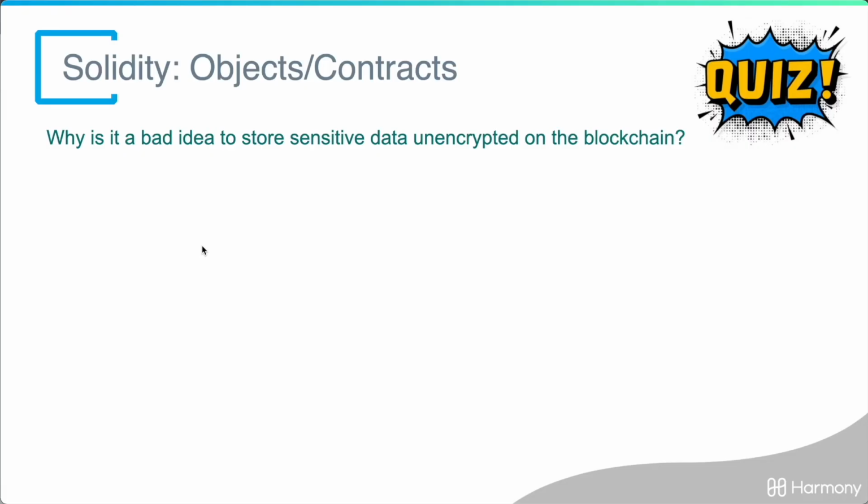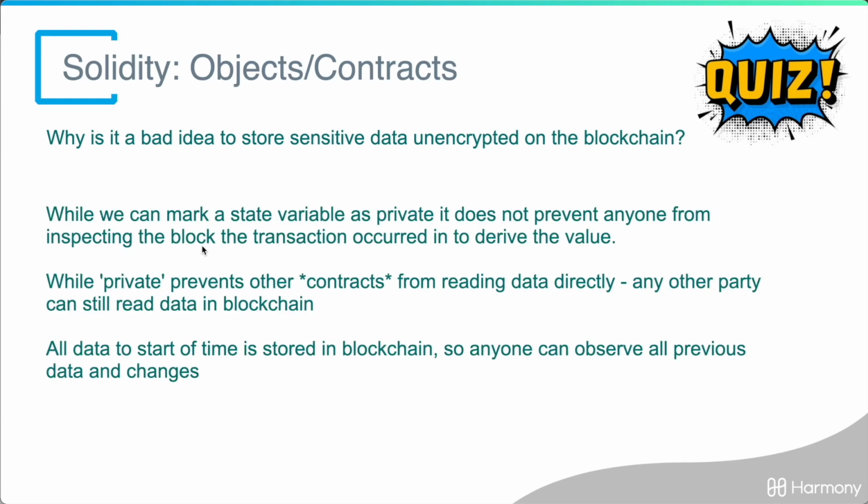All right, so let's hop into the quiz. Why is it a bad idea to store sensitive data unencrypted on the blockchain? I'll wait 5 seconds, or you can pause the video. The reason is, you can mark a state variable as private, but it doesn't prevent anyone from actually looking at the block and then reading that data itself. Private prevents our contracts from reading it, but anybody that has access to the smart contract can still read the block and the underlying data.